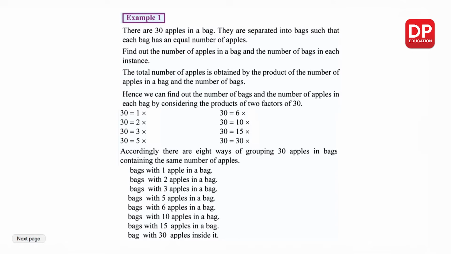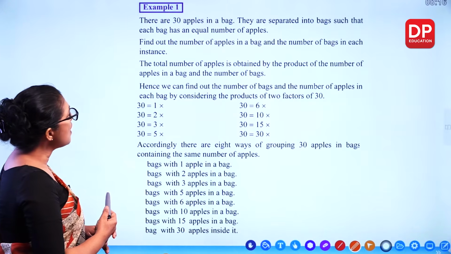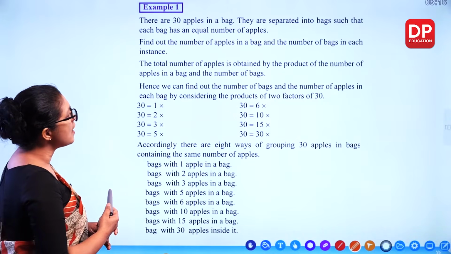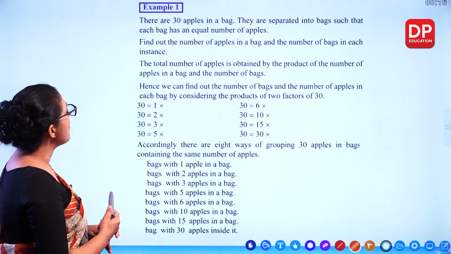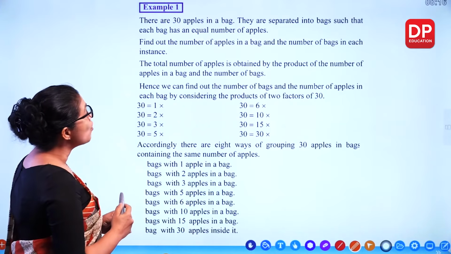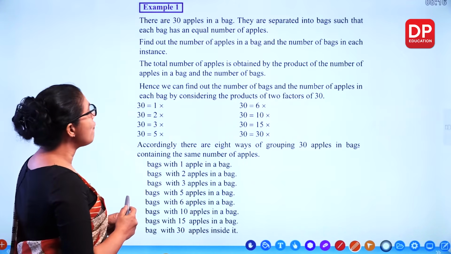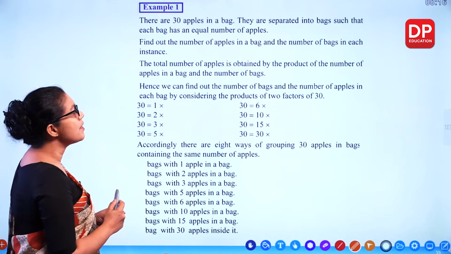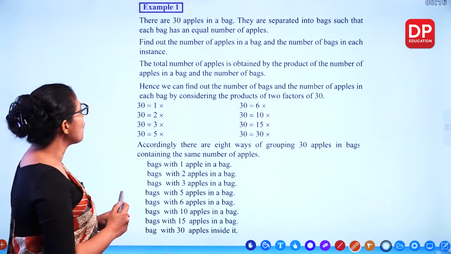Example number 1. There are 30 apples in a bag. They are separated into bags such that each bag has an equal number of apples. Find out the number of apples in a bag and the number of bags in each instance. The total number of apples is obtained by the product of the number of apples in the bag and the number of bags. Hence, we find out the number of bags and the number of apples in each bag by considering the products of two factors of 30.